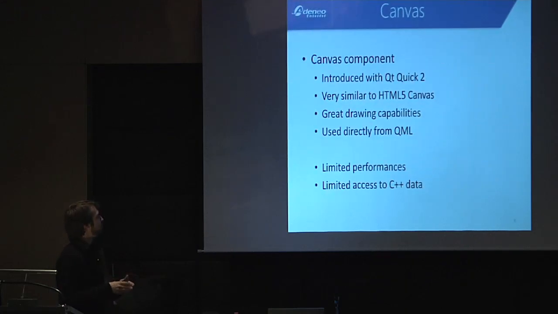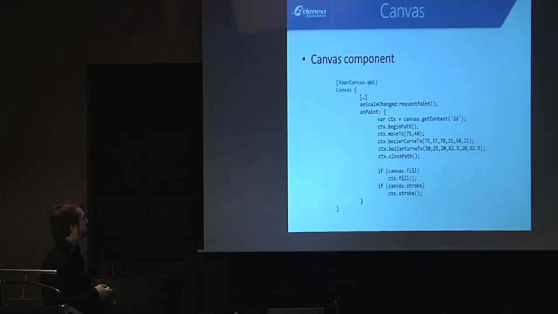Another way, more powerful, to draw something in Qt Quick is to use Canvas, which was also introduced with Qt Quick 2. Actually, it's very similar to using your HTML5 Canvas, and it offers some great drawing possibilities in a really simple manner. So it's used directly from QML. You don't have to write C++ code for that. And the drawback is that it's also somehow limited because you don't call OpenGL directly, and you have also limited access to C++ data.